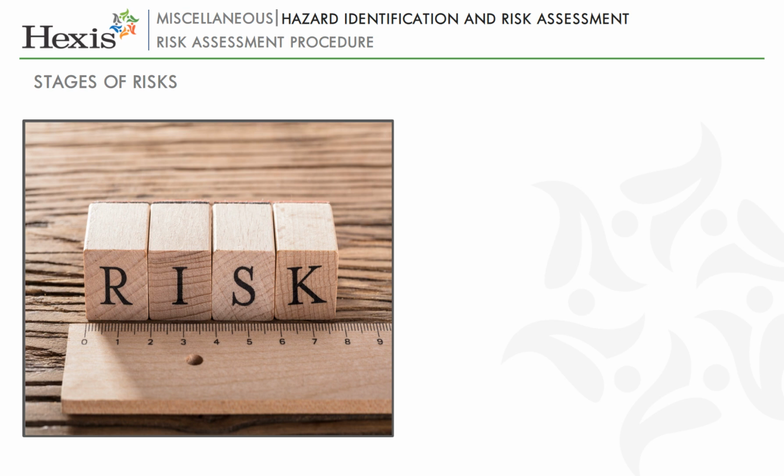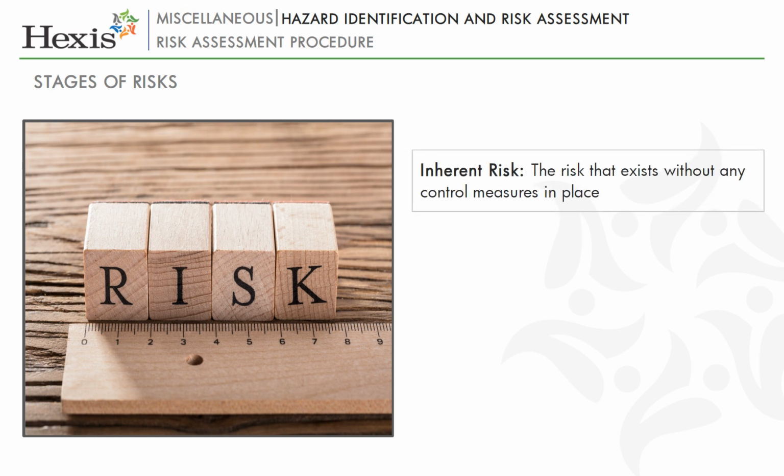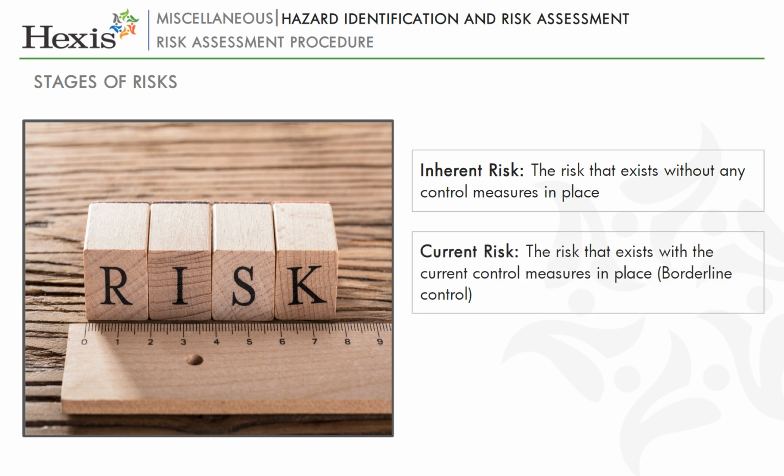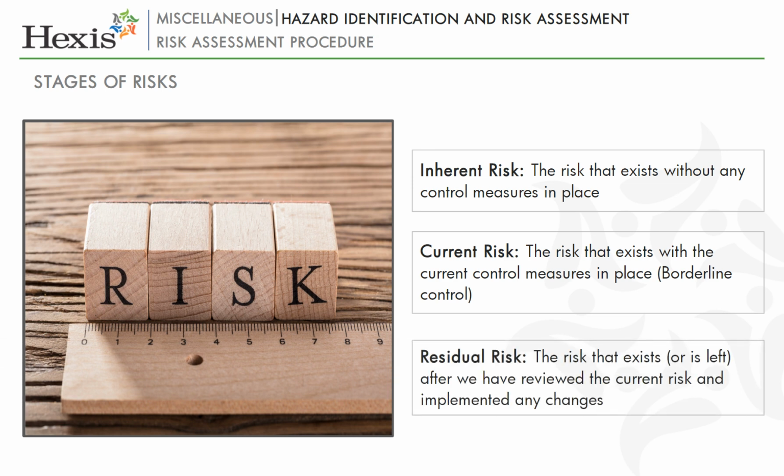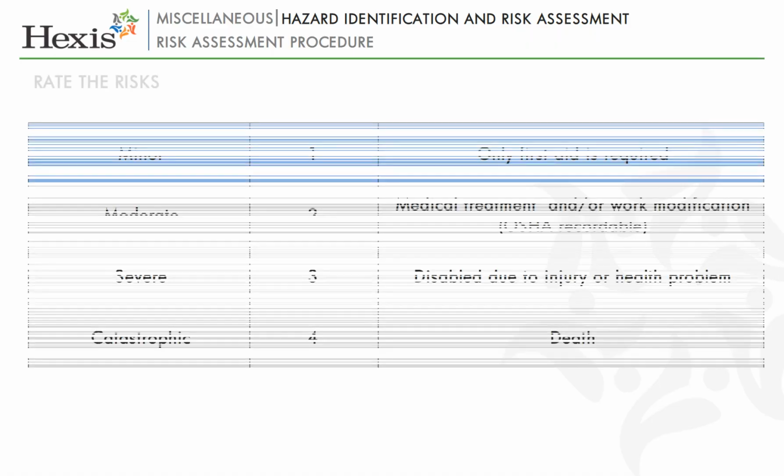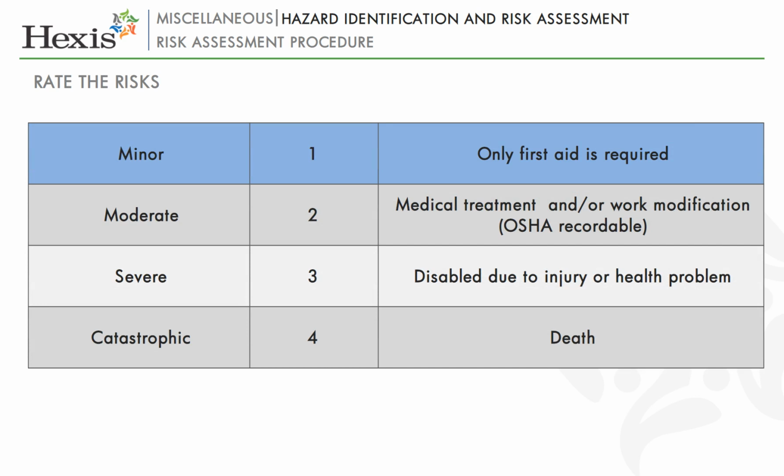The three stages of risk are inherent risk, current risk, and residual risk. Let's understand them. Inherent risk is the risk that exists without any control measures in place. Current risk is the risk that exists with the current control measures in place. Residual risk is the risk that exists or is left after we have reviewed the current risk and implemented any changes. First, identify severity level of each identified hazard.